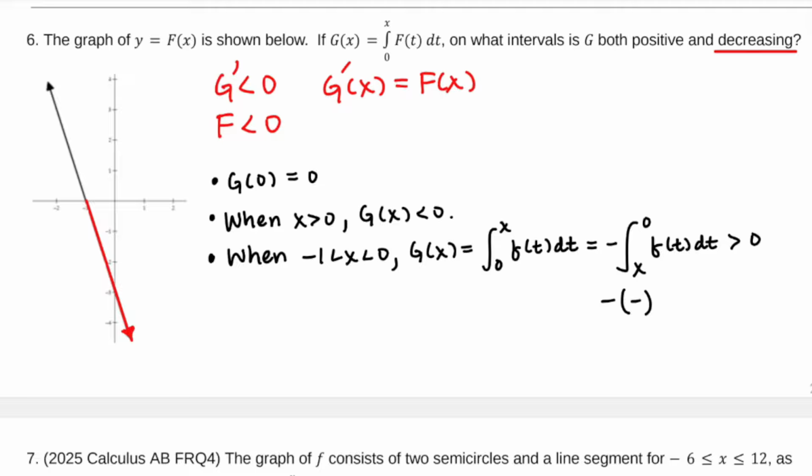When x is less than -1, g is increasing because it's adding positive areas as you go left to right, and so it doesn't fit our description. I'm going to say g is both positive and decreasing from -1 to 0. But that's definitely a tricky one.